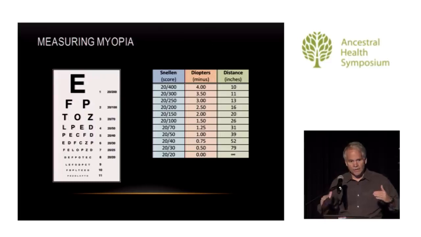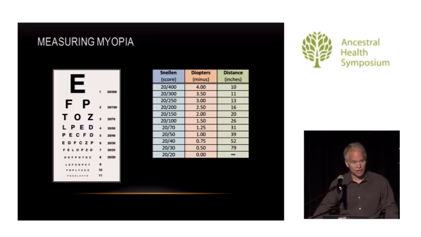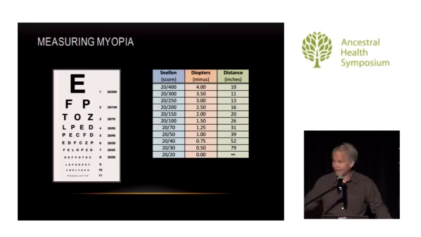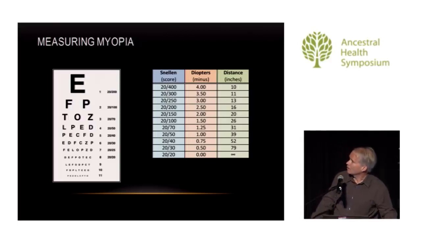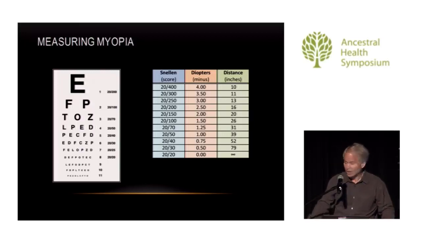So you first have to understand how myopic you are, and the best way of doing this is to use a Snellen chart. You're all familiar with this if you've gone to the DMV or the eye doctor. It's a series of letters with different lines, and you stand 20 feet back and see how far down you can read. So if you could read down to line 5, the PECFD, you would have a 20/40 Snellen score, which means you can see at 20 feet what a normal person can see at 40 feet. And if you can only read the E at the top, well, then you've got a problem.